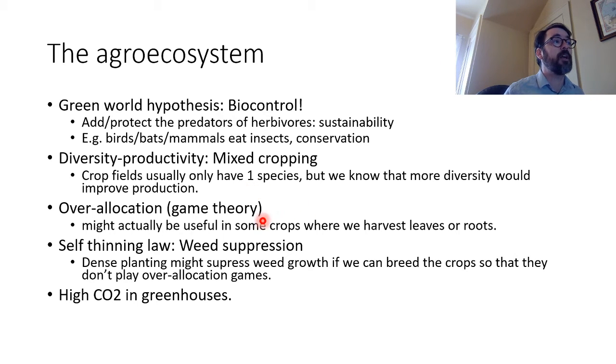We already talked about over-allocation, right? It might be useful to use this over-allocation in some crops where we actually harvest the leaves and the roots, like spinach or carrots. The self-thinning law for weed suppression isn't a common idea that students think of, and in fact, it's one that people have used over the years. If you can increase the density of planting, you might be able to suppress weed growth. If you can breed crops so that they don't play over-allocation games.